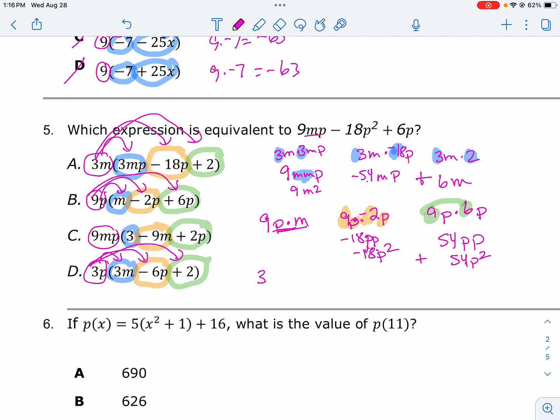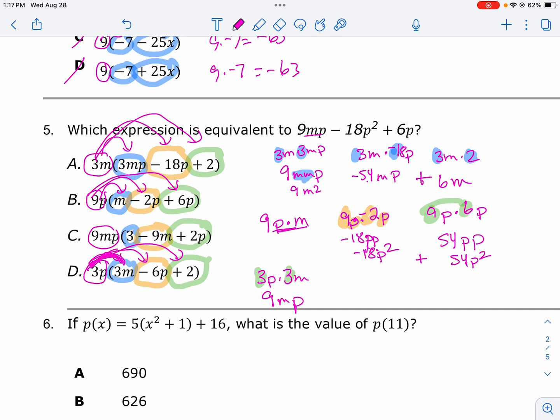So I have 3P times 3M. That's the first thing I see right here, okay? So 3 times 3 is 9. P times M or M times P, you can't do anything with that, so you just add it after your 9. So 9MP or PM.